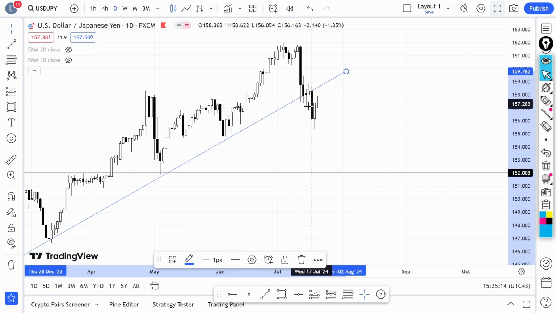Look at these bars. Look at the range of these bars compared to this up move here. You have this one bar that has completely engulfed all these bars: 1, 2, 3, 4, 5, 6. More than 10 days of price action has been engulfed by one bar.